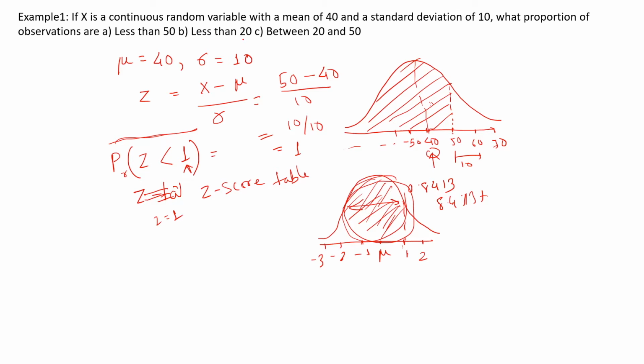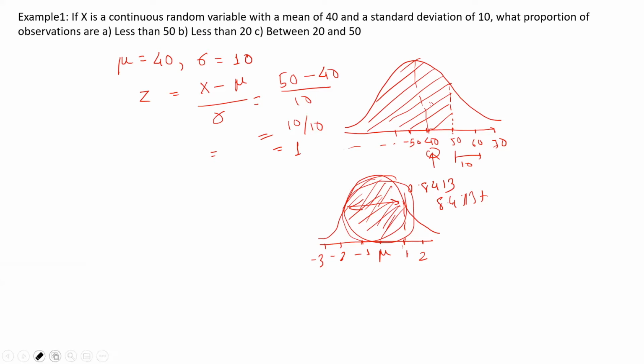Now similarly, we can calculate this one also, less than 20, right? So how do we calculate? It's the same formula, guys, and we'll refer to the same Z score table. So here, in this case, X is 20, mu is 40, sigma is 10. So 20 minus 40, that is minus 20, by 10 is minus 2. So Z is minus 2. We need to see in the Z table where it's minus 2.